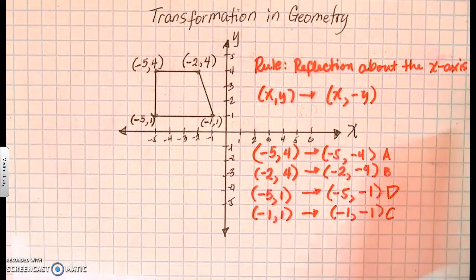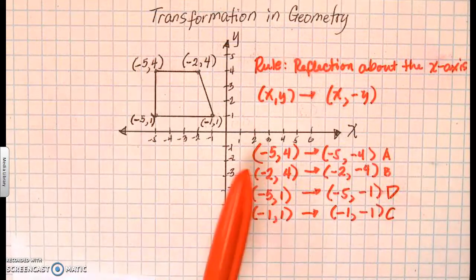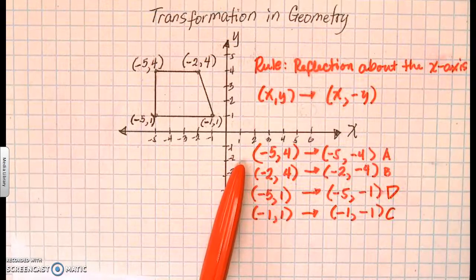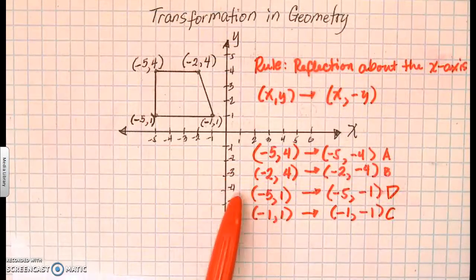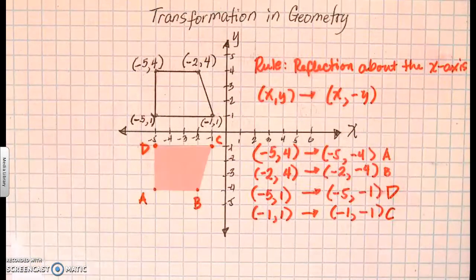So let us look at the first point. Negative 5, 4 is going to turn to negative 5, negative 4. Negative 2, 4 is going to turn to negative 2, negative 4. Negative 5, 1 will turn to negative 5, negative 1. Negative 1, 1 will turn to negative 1, negative 1. Now let us go ahead and try to graph this. And this is how the reflected image would look.